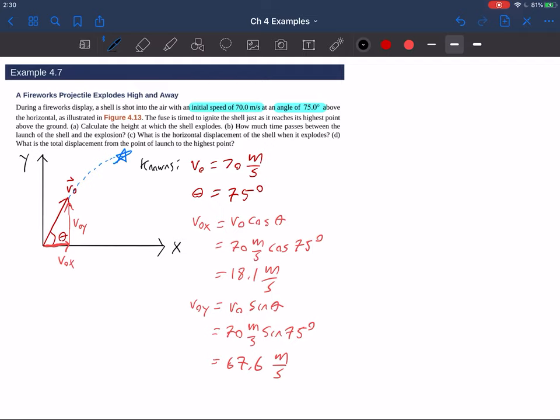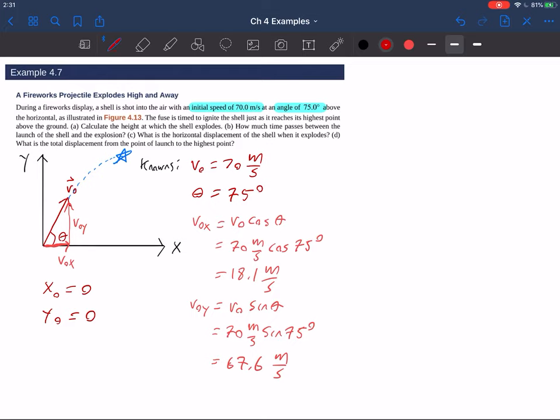But that's all they told us in terms of initial numbers and information about the problem. But we can bring in some other knowledge. First of all, I defined a coordinate system and I defined our initial position to be the origin, and therefore it must be true that the initial position in x is equal to 0 and the initial position in y is equal to 0. All right, so those are two additional knowns.